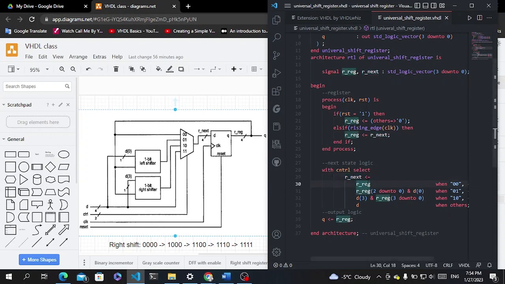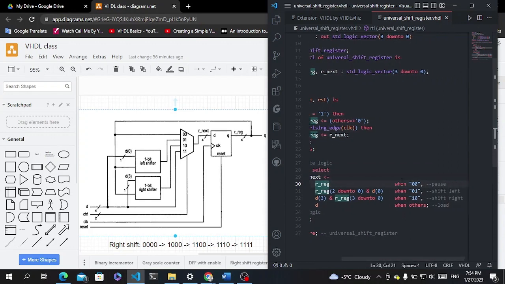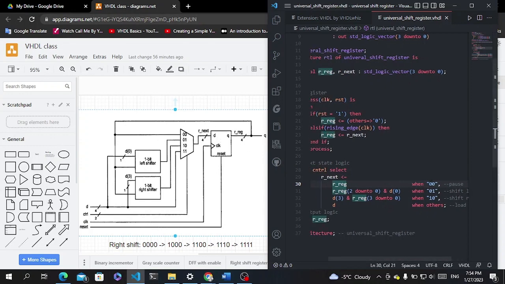And based on this, we are passing our current state to the next state of the register. And so our R next, we simply pass it when we have our pause. When you have pause, we pass the same signal. You can consider this as an enable. And so when it's 0 0, we keep our previous signal, our previous output.